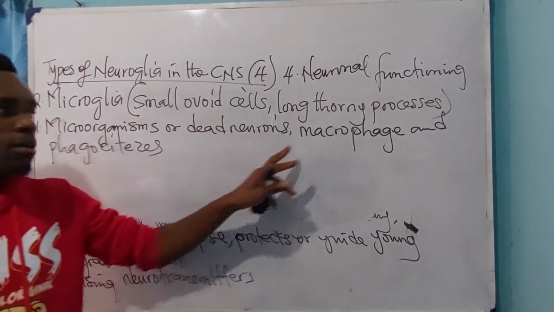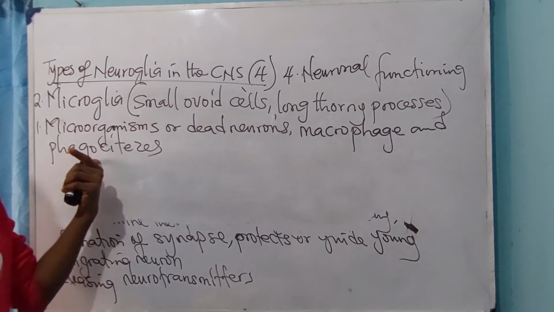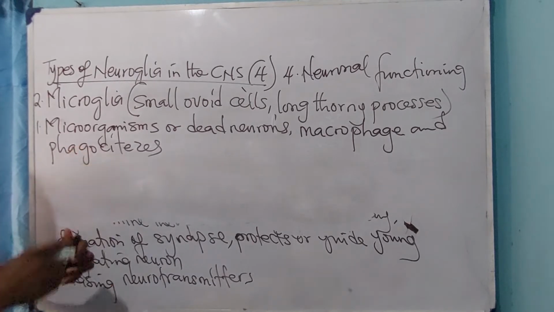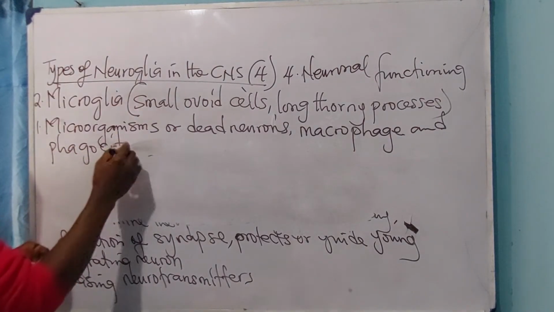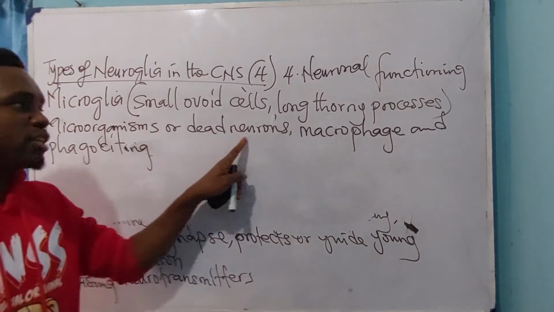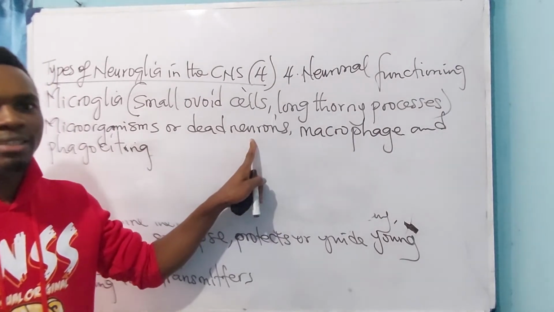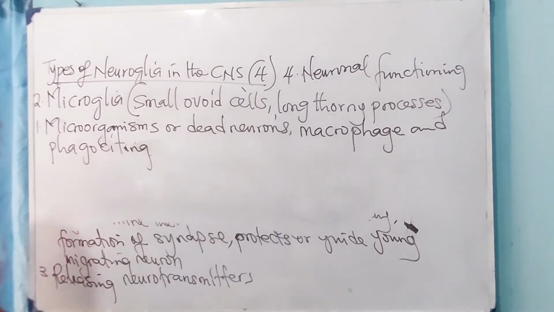Now, when they sense microorganisms and dead neurons around the body, they bring themselves together in the form of what? Macrophages, and phagocytizing these microorganisms and dead neurons. Now, these dead neurons can also be called what? Debris neurons. Okay, that is for that.